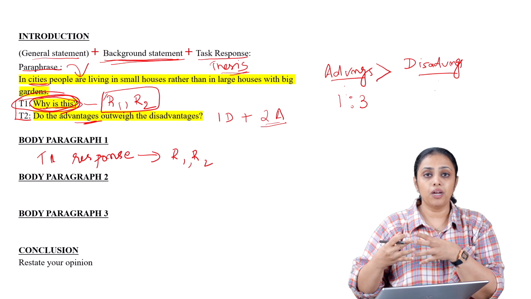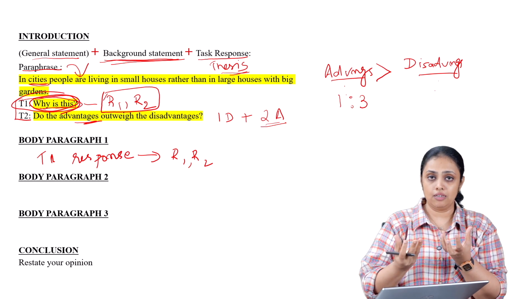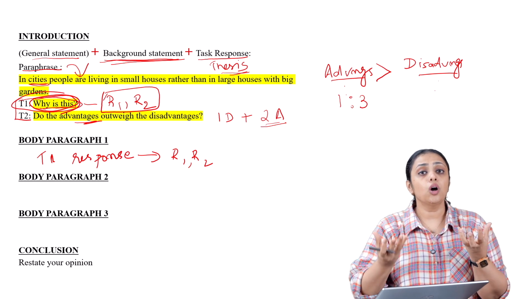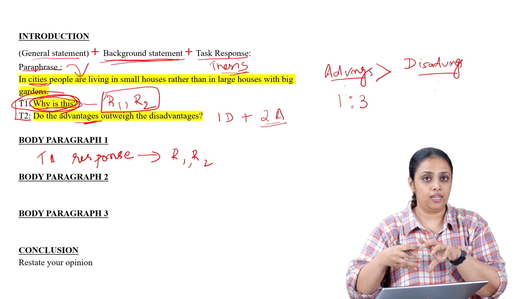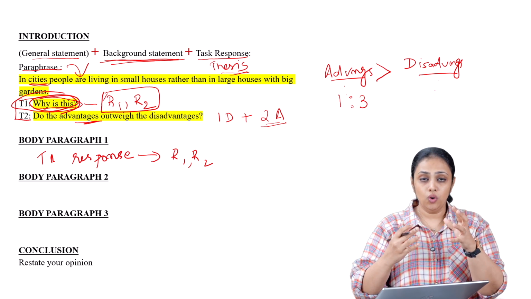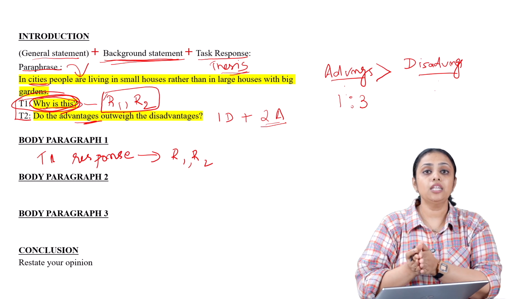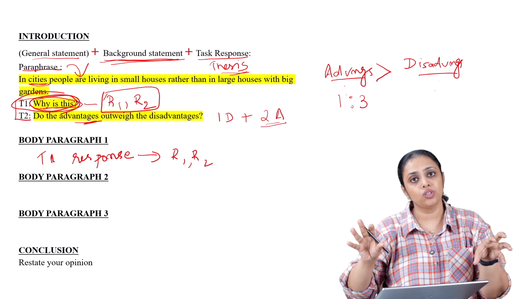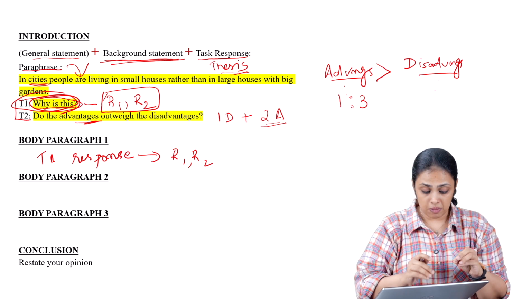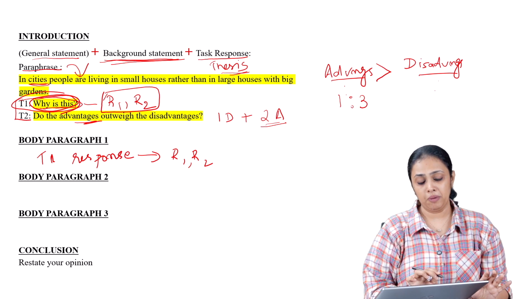Now the second task part is do advantages outweigh disadvantages. Now, advantages outweigh disadvantages means you cannot put all of that together in one paragraph. Clearly we have to show which is more. So definitely we'll need two more paragraphs. One to show the advantages and one to show the disadvantages. So in this specific essay we'll be having 3 body paragraphs.